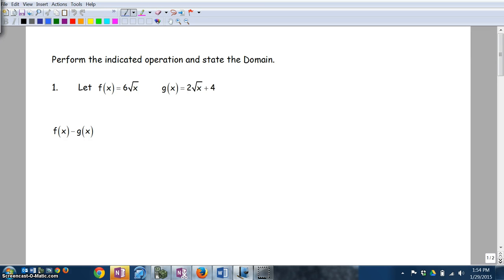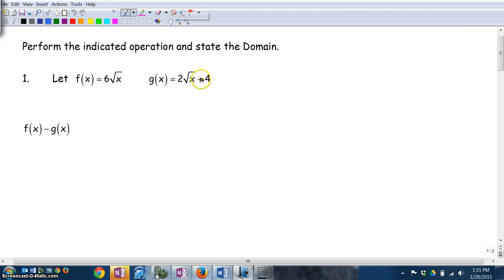Hello, Honors Algebra 2. Today we will be looking at some f of x and g of x's and performing indicated operations as well as stating the domain. This is something that a lot of people have trouble with on their next quiz, so hopefully this will help you out. So first of all, we have f of x is equal to 6 root x.